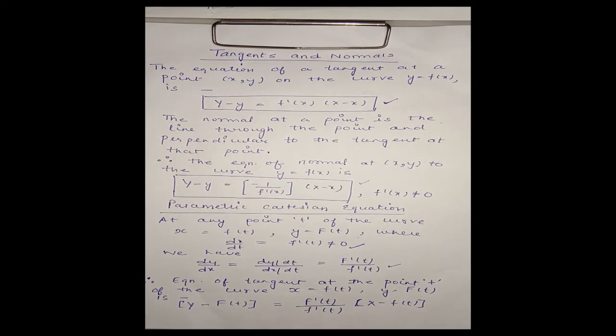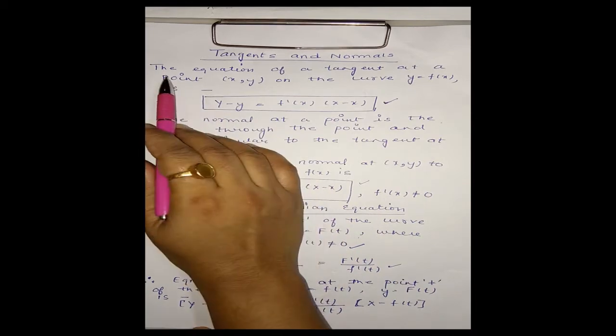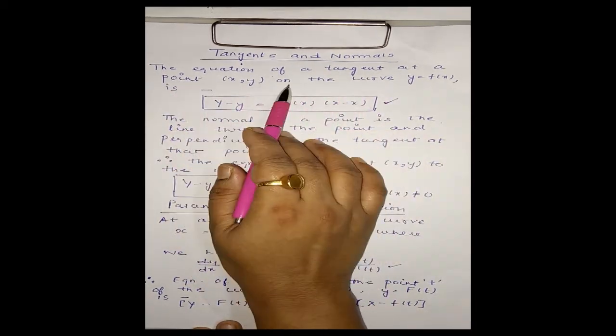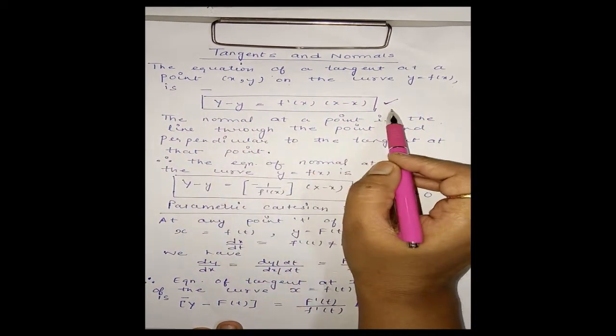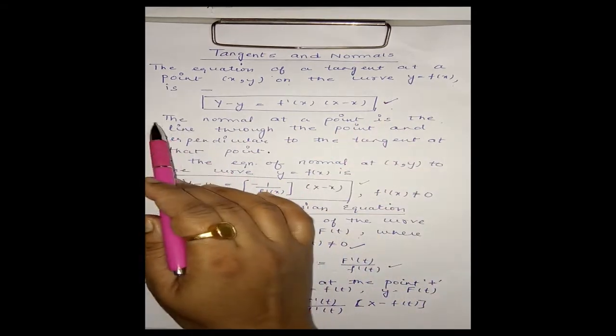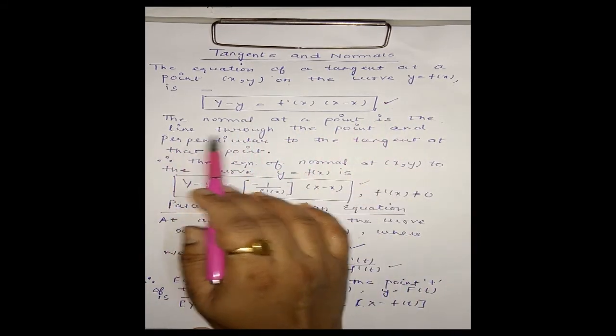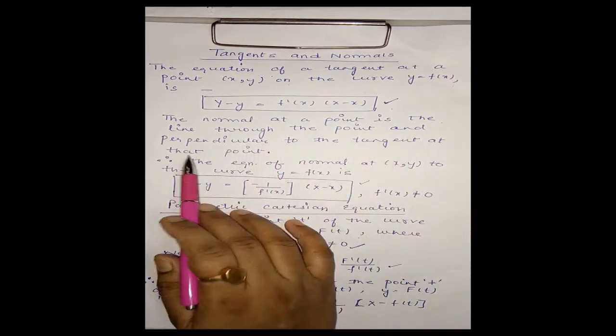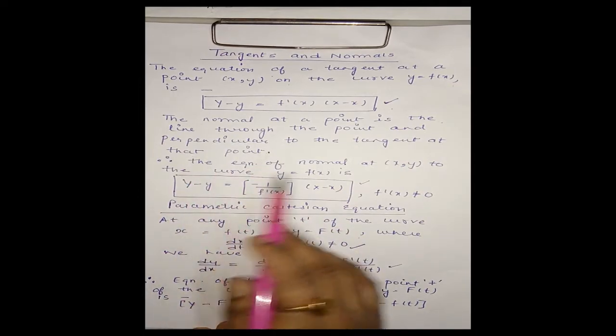Hello friends, in this video I am going to discuss the concept of tangents and normals, and we'll find the tangents and normals to given curves. First, let us come to the definition of tangents and normals. If we have Cartesian form of equation, then the equation of a tangent at a point on the curve is given by this. And as we know, the normal at a point is a line through the point and perpendicular to the tangent at that point.